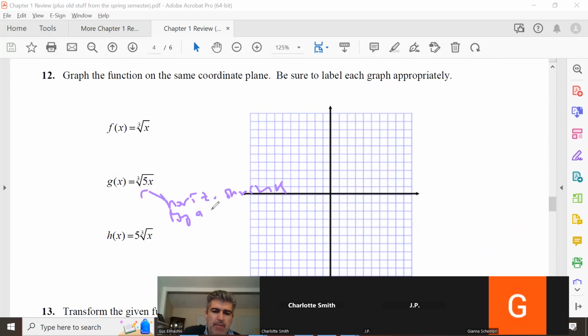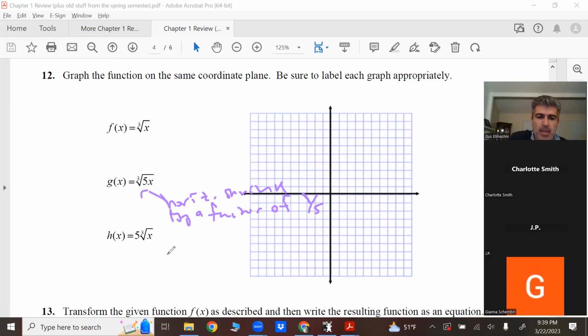And you do have to say by a factor. You have to say the opposite, because it's all opposites of x's of 1/5. Because it does reduce the 1/5 of its value horizontally. And here you're going to say a vertical stretch by a factor of 5.